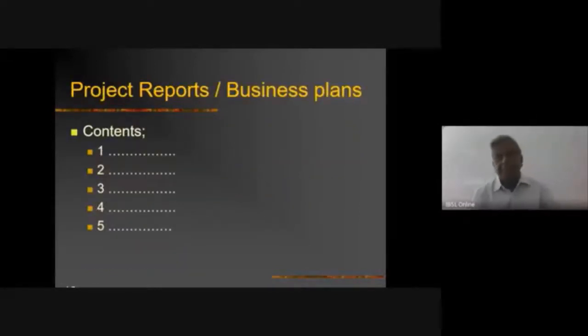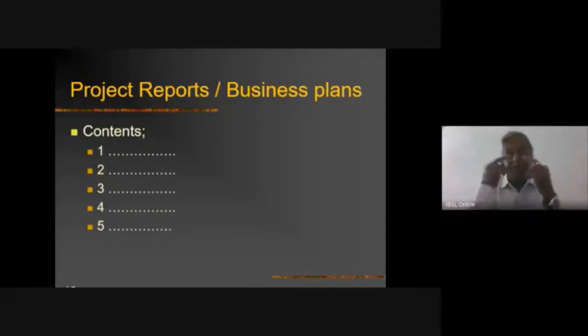Then another one: project reports or business plans. The applicant customers, companies or business enterprises may provide a project report or business plan to the bank's credit officers with their loan application. Obviously, the project reports are prepared by the business enterprises, private companies, or limited liability public companies, with the assistance of external consultants. Then they submit these project reports to the bank about their business, what they are going to do.